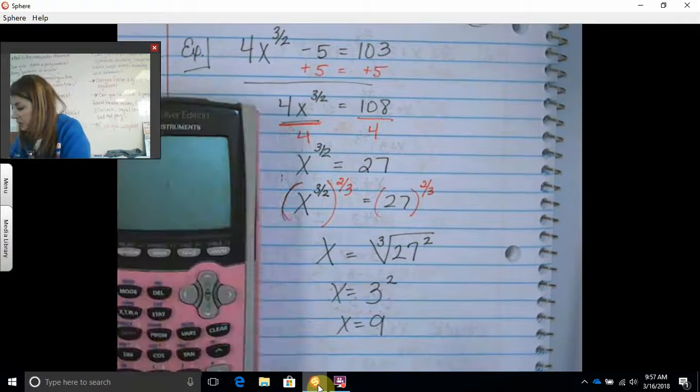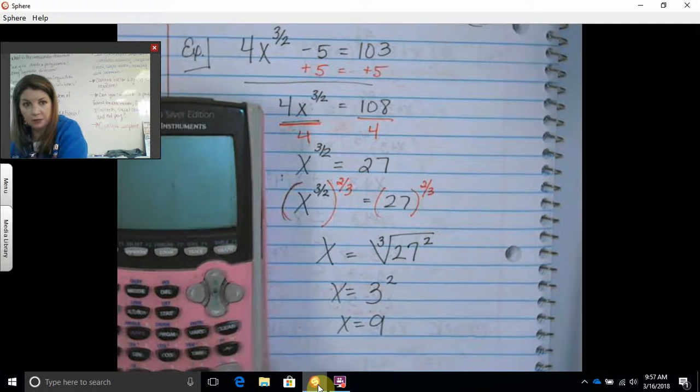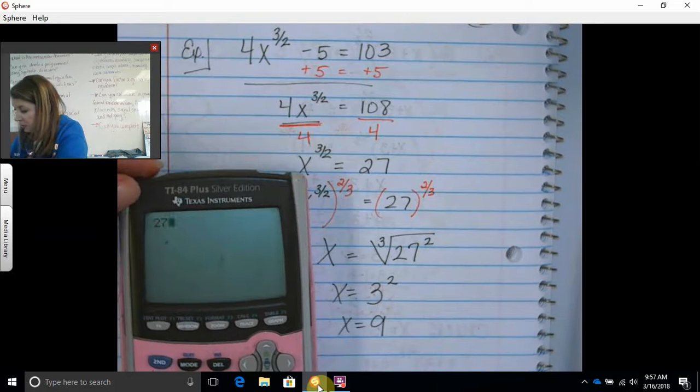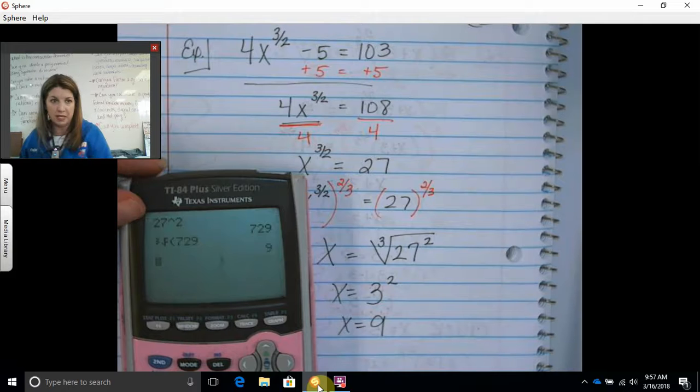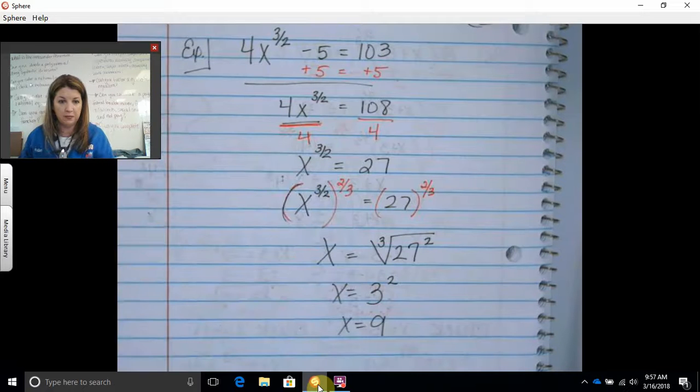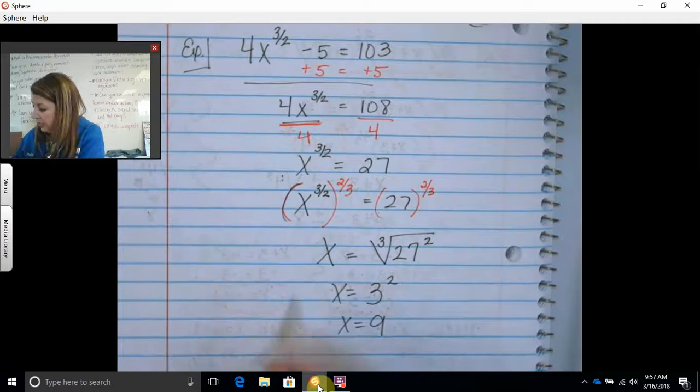We could have done it the other way. We could have squared 27 first. So 27 raised to the second power is 729. And then take the cubed root. So the cubed root of 729, and we still get 9. Either way, same thing. Cool beans?